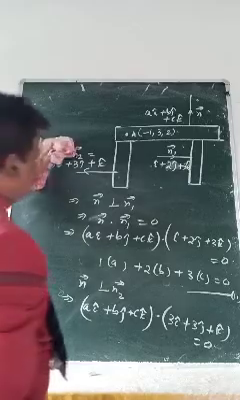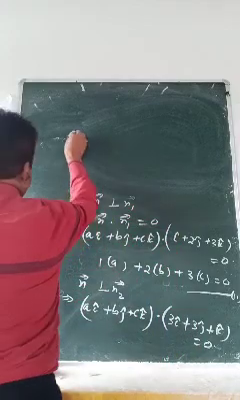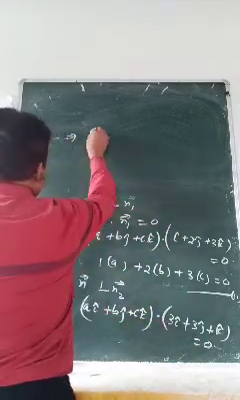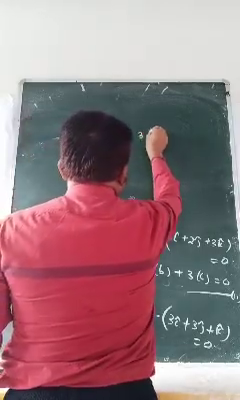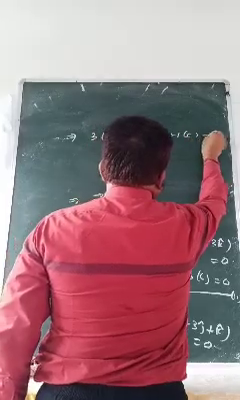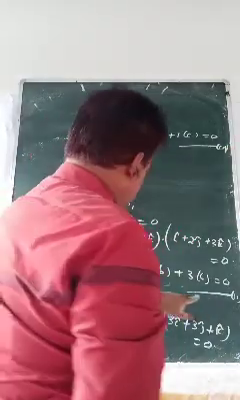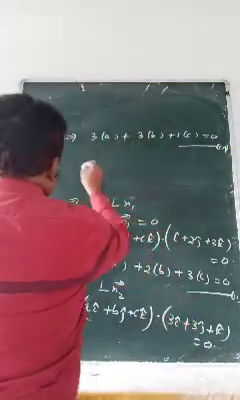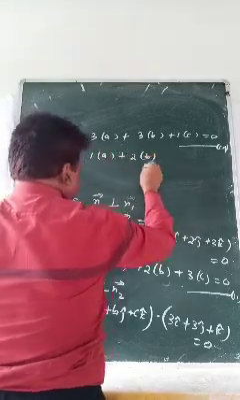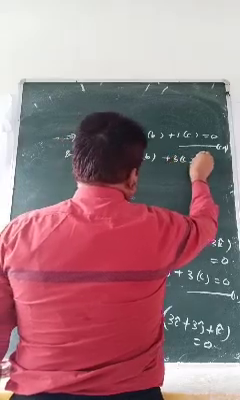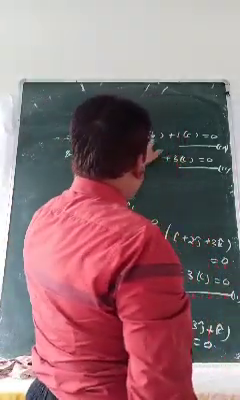So this implies 3a plus 3b plus 1c equals 0. Below this you write equation number 2: 1a plus 2b plus 3c equals 0. So you have to solve these two equations to find the value of ABC.